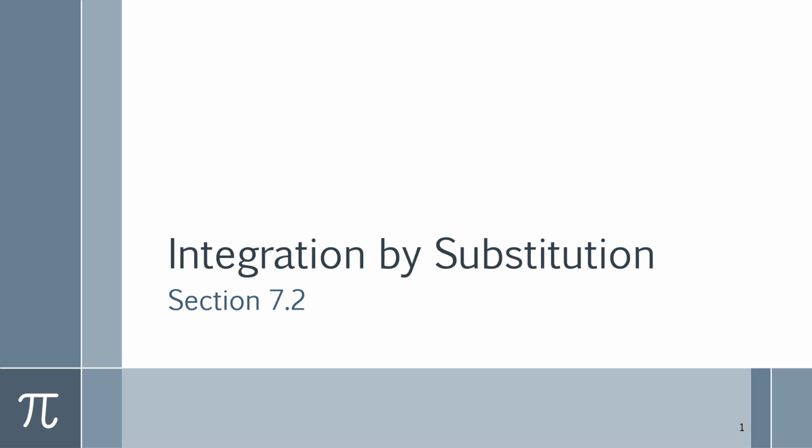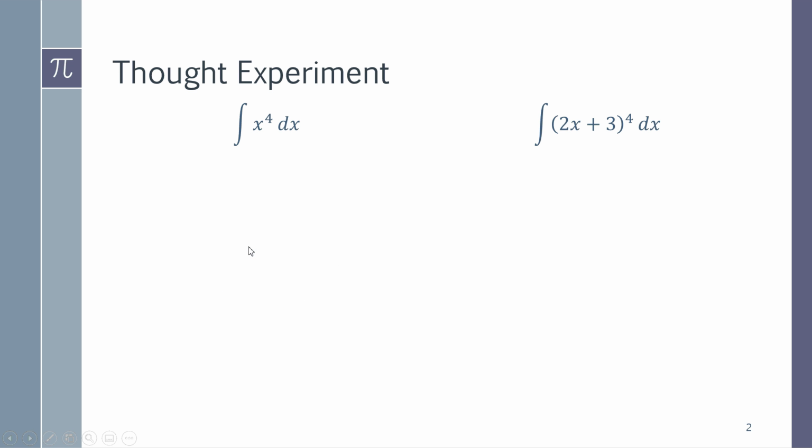So a brief little thought experiment here to illustrate why this is an issue. If I want the indefinite integral of x to the fourth, that's saying what's the antiderivative of x to the fourth, which I know is 1/5 x to the fifth plus c. So then when I look at something like the antiderivative of 2x plus 3, all raised to the fourth, my initial reaction is, well, let's say it's 1/5 (2x plus 3) to the fifth plus c, and say that's it.